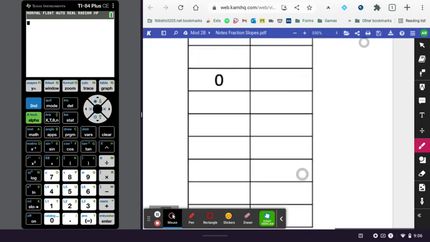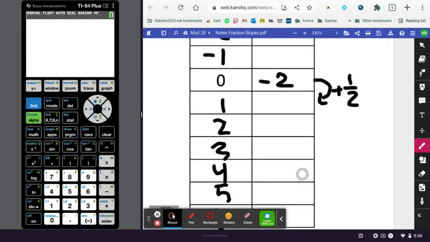Now, if you are like, I'm not good at fractions, well, then that's why this calculator is present for us. So if I got -2 plus 1/2, so I'm going to do -2 plus, and then you have to hit alpha, y equals, enter to make a fraction. And when I do that, I get -3/2, and that is not a nice number, so I don't like it. So we're going to skip and go to the next one.